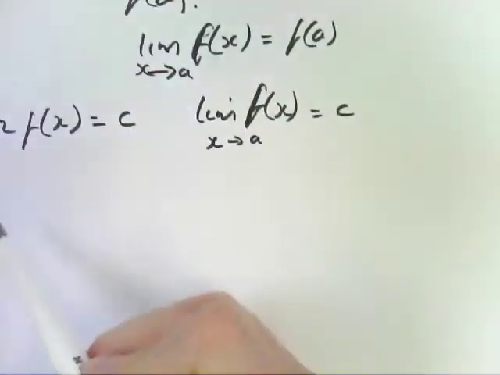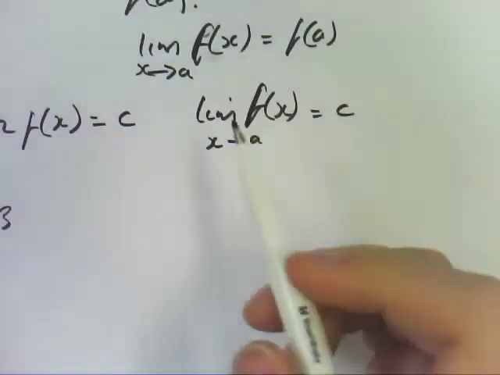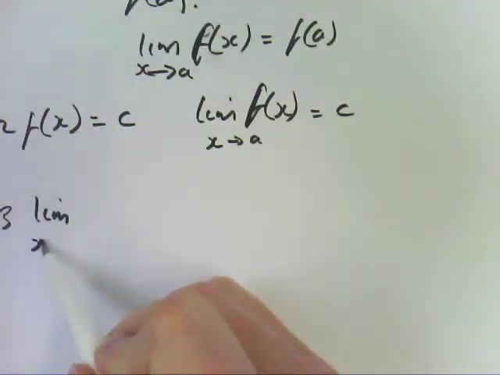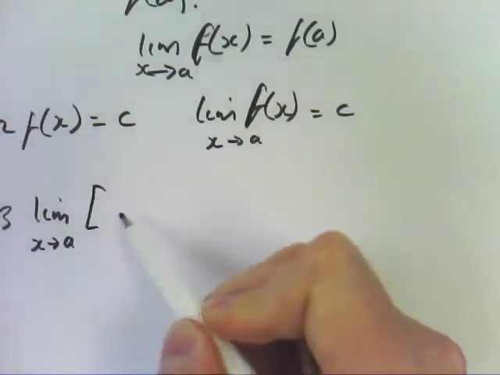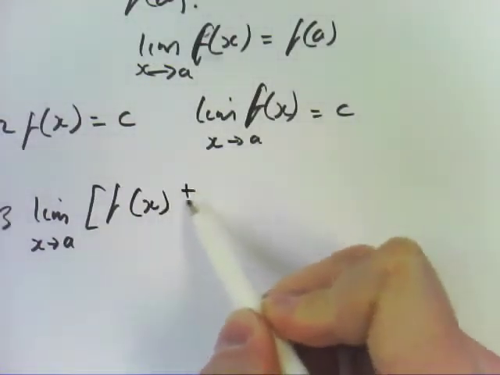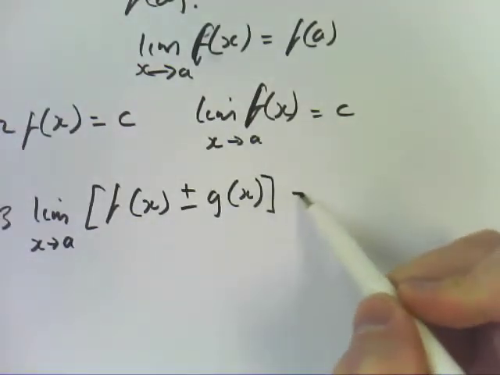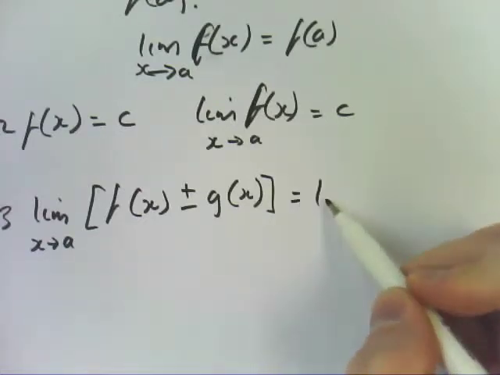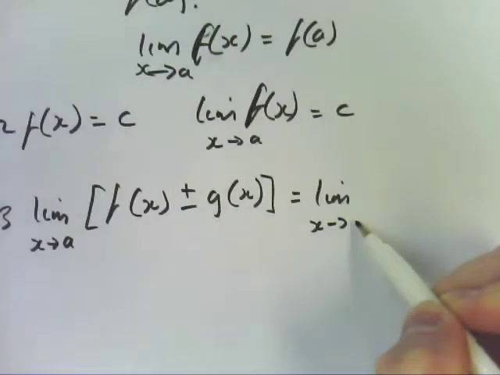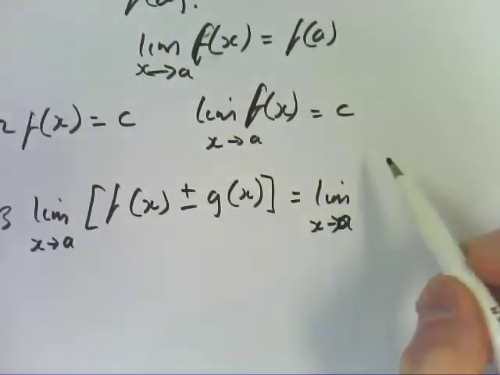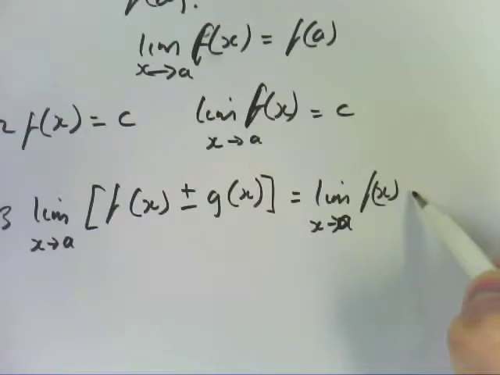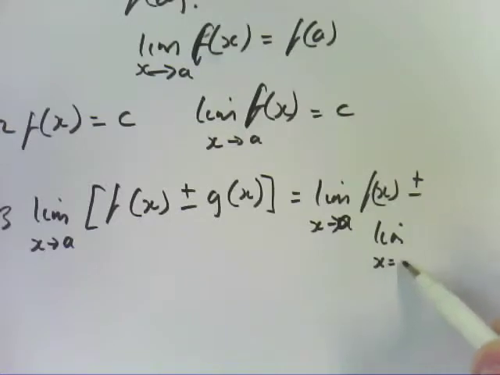The third thing you need to worry about: the limit as x approaches a of f(x) plus or minus g(x). Okay. You can break that up. It's the limit as x approaches a of f(x) plus or minus the limit as x approaches a of g(x). Okay, so you don't have to do both at once, you can do them each separately.